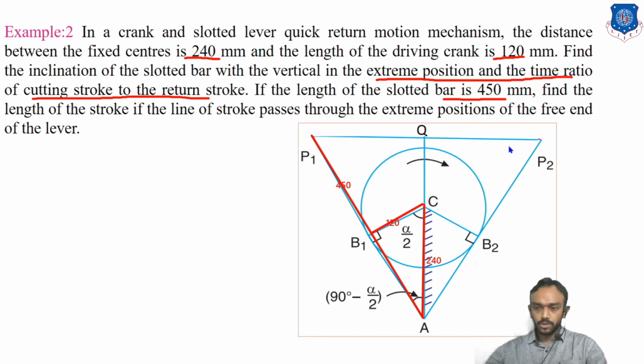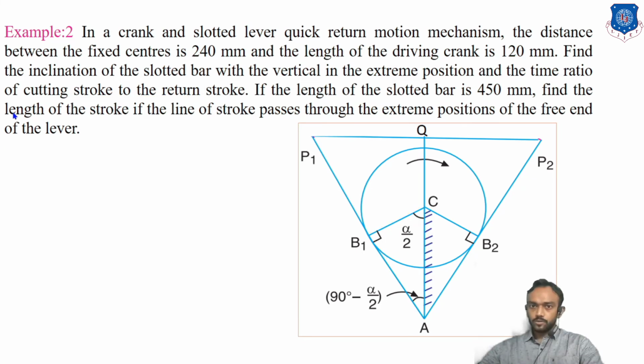To find this ratio, we consider the triangle ACB1, and we already know that 90 minus alpha by 2 is here. Sine is equal to opposite upon hypotenuse, and both data are there. If we find alpha, the ratio is easy: 360 minus alpha divided by alpha. The length of stroke is also asked in this example, and for that we have to use another geometrical relation. First, find the ratio of cutting to return, which is the same as the last example.